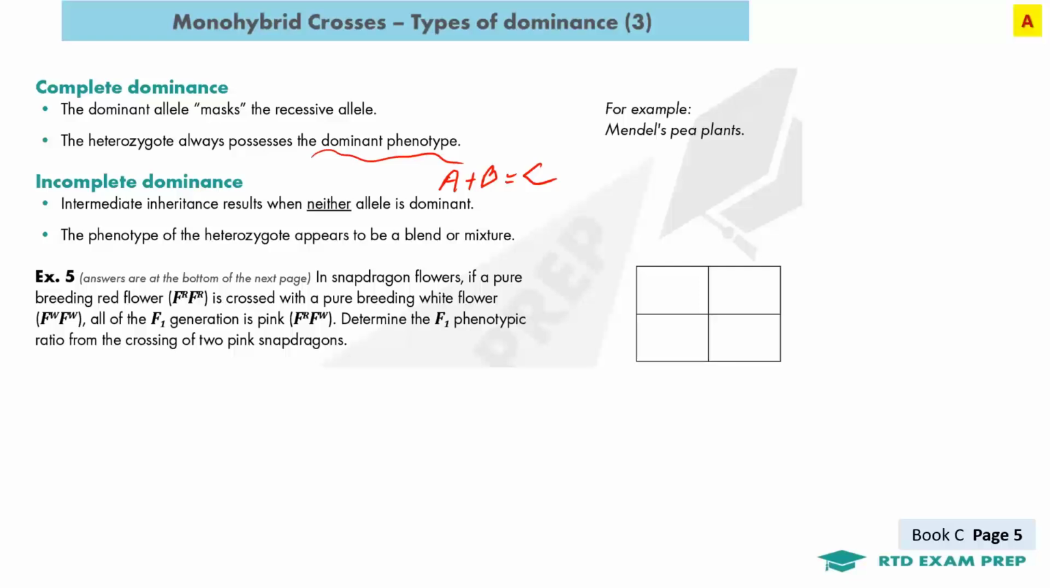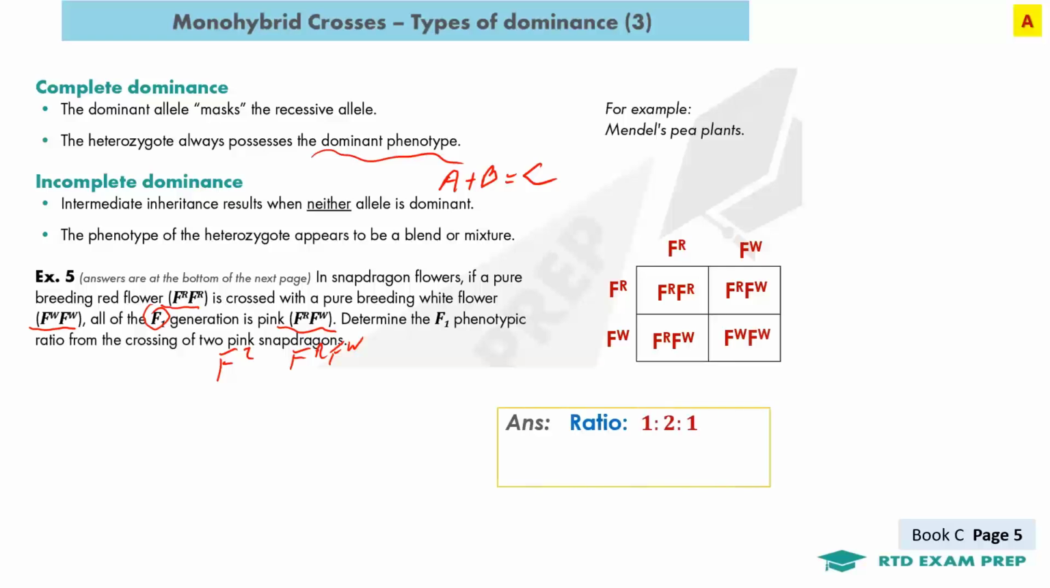In this example, if a purebred red flower is crossed with a purebred white flower, the F1 generation is all pink, FR FW. They're asking us to do an F2 generation where we cross 2 pinks, so FR FW times FR FW. We set that up in the Punnett square. You do your cross: red, pink, pink, white. So I see a 1 to 2 to 1 ratio.